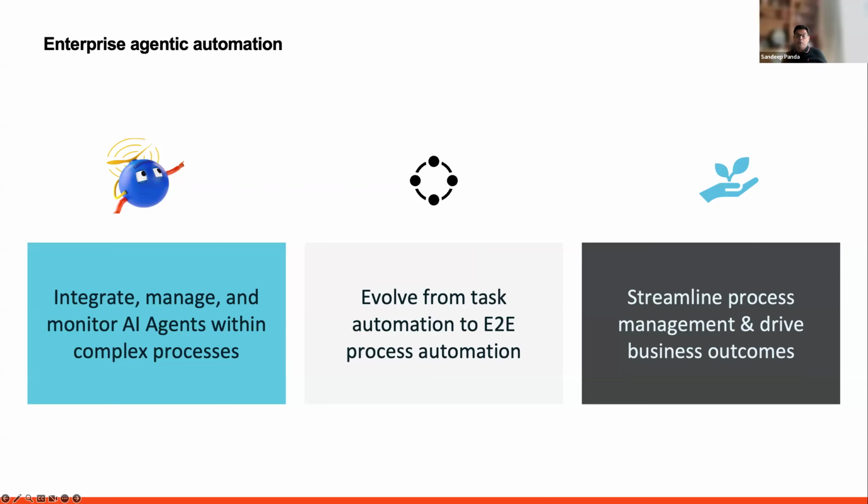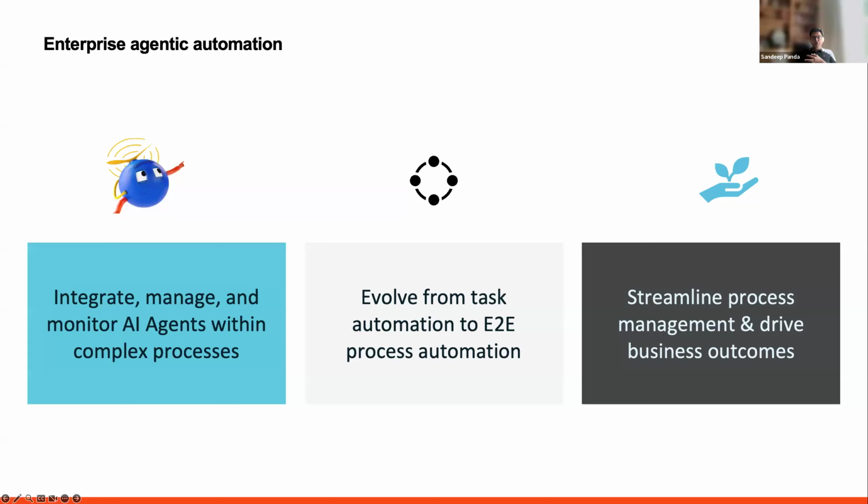With AI agents, we're able to evolve from these task automations to end-to-end process automation. And we'll talk about an example of a real customer who was able to achieve this promise using AI agents in an already automated process.